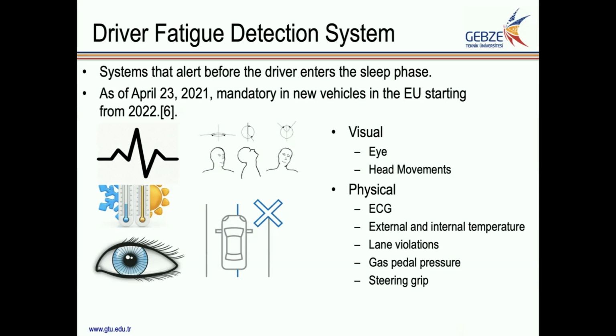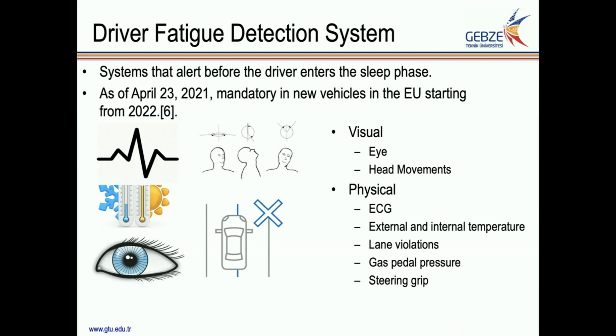The physical sensors take some measurements from the body, because before sleeping, or at the time of sleeping, our blood pressure changes, the oxygen in our blood changes, our heart rate decreases, and also the electrical conductivity of our body changes. So these are signs to detect drowsiness.